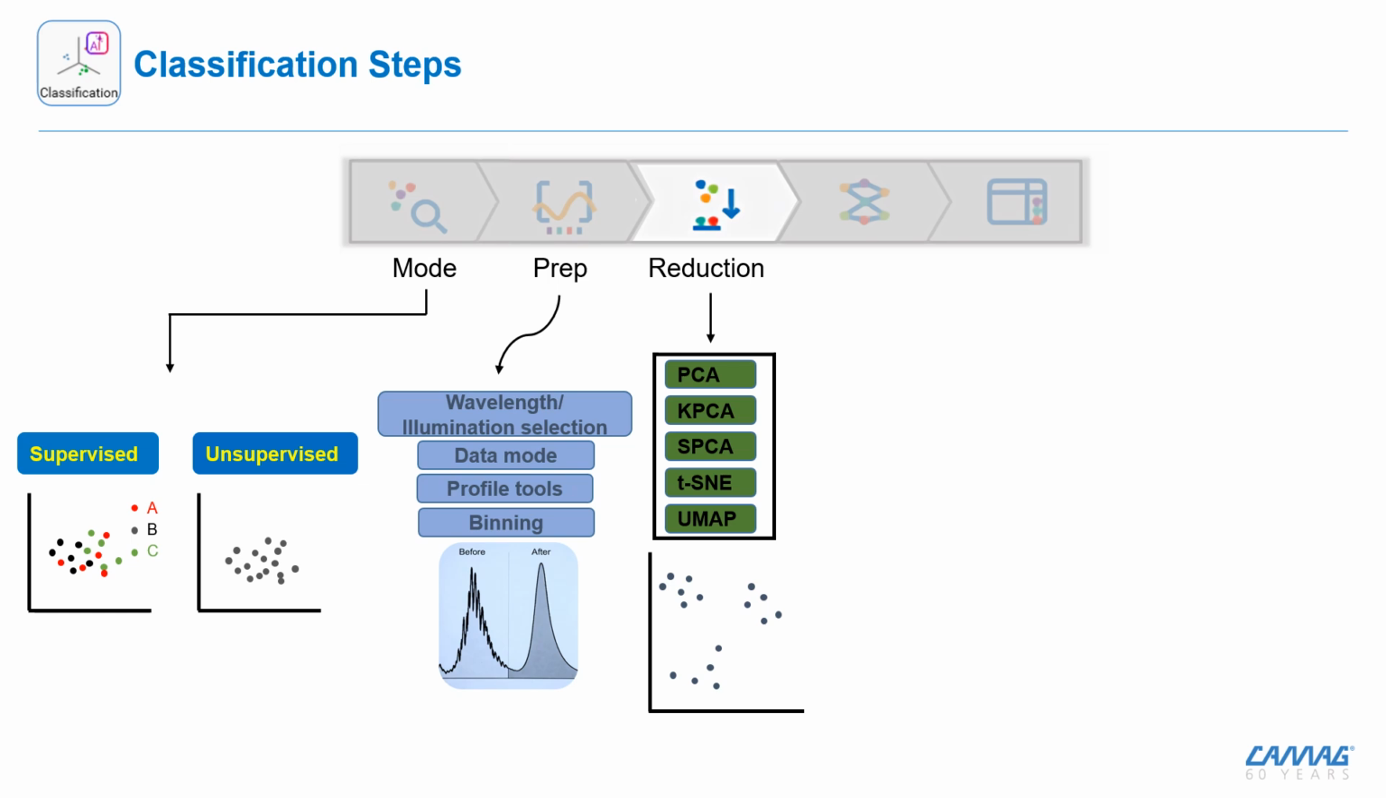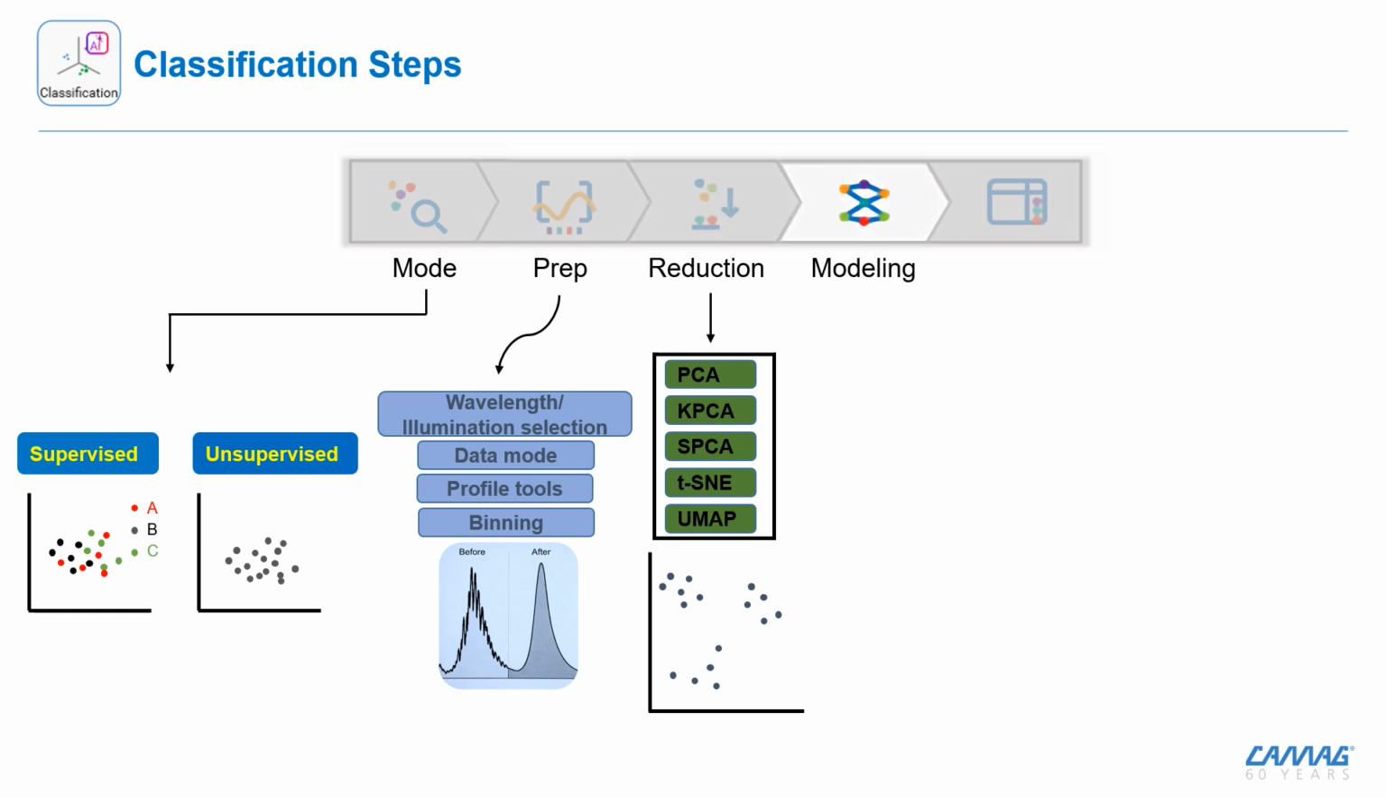Available reduction modes include PCA, or Principal Component Analysis, which is a linear dimensionality reduction technique and one of the most commonly used methods. There are 4 additional methods, like kernel PCA, sparse PCA, UMAP, and t-SNE, which are used for nonlinear reduction.